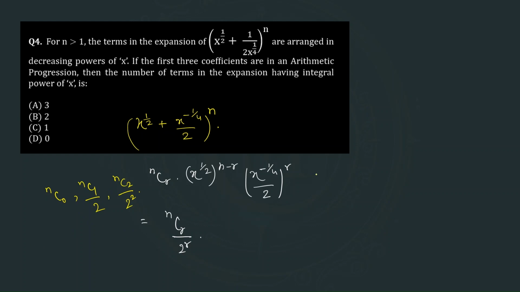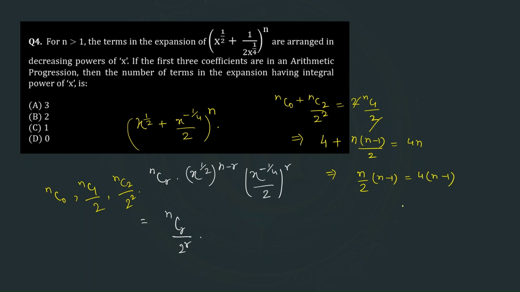That means we can write nC0 plus nC2 divided by 2 square equal to 2 times nC1 divided by 2. So if we multiply by 4 on both sides, this will be 4 plus n times n minus 1 divided by 2 equal to 4 times n. So here it will become n by 2 times n minus 1 will be equal to 4 times n minus 1. As n is greater than 1, we can cancel this factor. So n comes out to be 8.